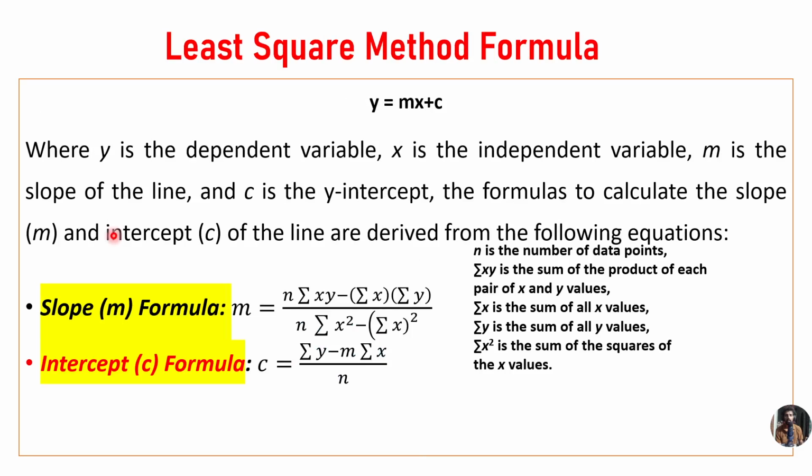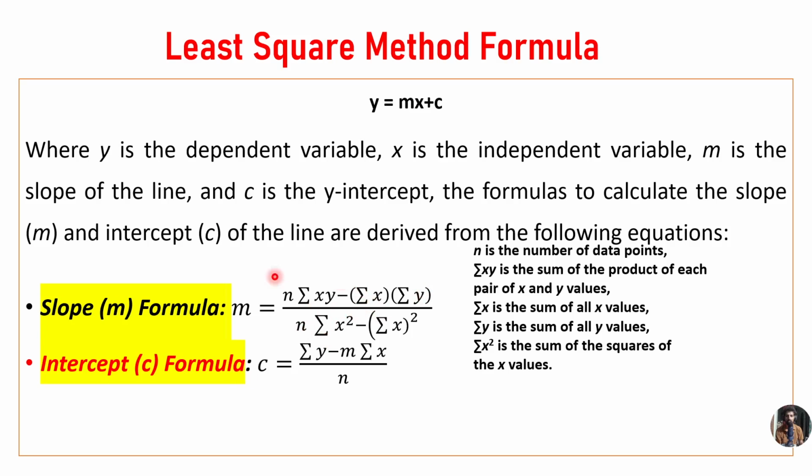Next one. So what is the formula regarding this least square method? Remember all of you, the formula is y is equal to mx plus c. Here y is called the dependent variable and x is called the independent variable. m is the slope of the line and c is the y-intercept. The formula is used to calculate m and c. So what is the value of m? m is nothing but the slope and c is nothing but the intercept.